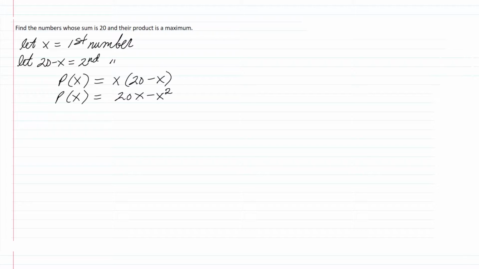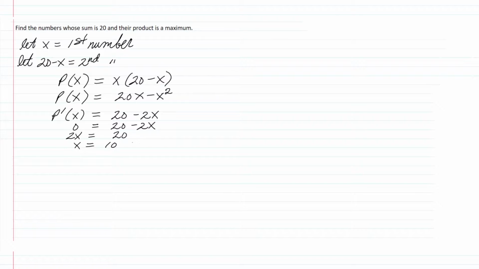So in order to find the maximum, we're going to have to take the derivative. So that's going to be p prime of x. So our derivative is going to be 20 minus 2x. Then in order to maximize this, we're going to set this equal to 0. So we're going to say that 0 equals 20 minus 2x. Let's add 2x to both sides. So 2x equals 20, then dividing both sides by 2, we'll see that x equals 10.